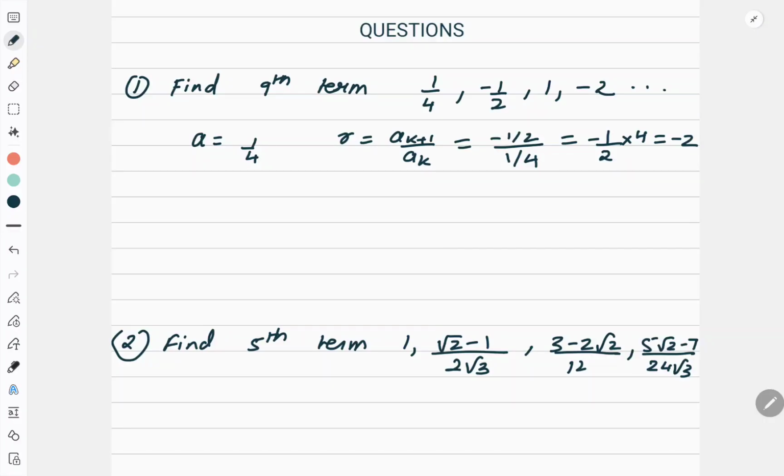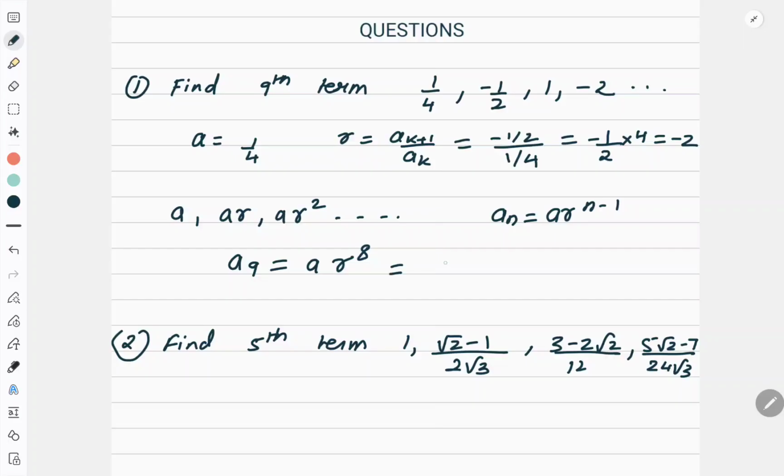Now, once you have the common ratio and the first term, what is a GP? a, ar, ar square, like this. And if I am searching for the nth term, I know that a_n is equal to ar to the power n minus 1. Here in the question they are asking for the ninth term, so I am looking for a9. So it is equal to ar to the power 9 minus 1, that is 8.